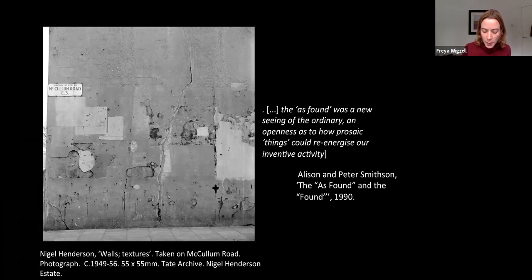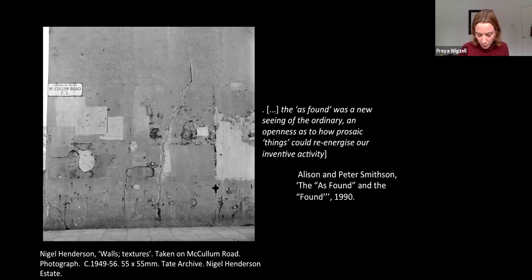The idea of a pattern comes out in relation to the concept of the As Found. And it's a concept the Smithsons described in 1990 as a new way of seeing the ordinary. It included an interest in the patterns to be discovered in everyday life. And it's a concept they say they got from Nigel Henderson, who in the 1950s was photographing, and this is very well known, the environment around his home in Bethnal Green, including the marks and traces of wear and debris and patch-ups, such as the arbitrary patterns that form through damage done to external walls.